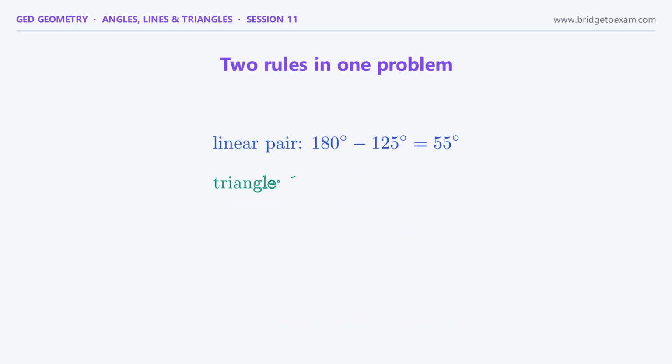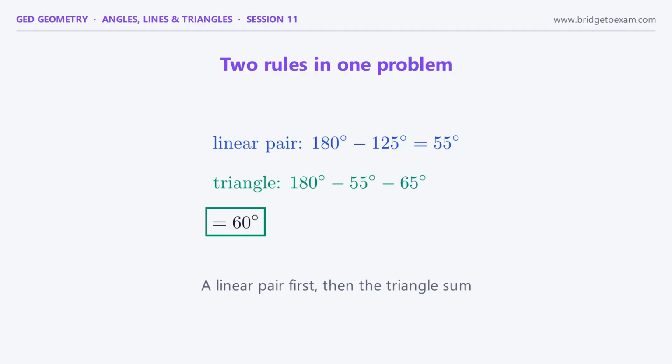Sometimes you'll combine two rules in one problem. Imagine two parallel streets crossed by a road, making a marked angle of 125 degrees. A triangular lot uses the acute angle next to it. First, that acute angle is a linear pair with the 125, so it's 180 minus 125, which is 55 degrees. Then, if another corner of the lot is 65 degrees, the third corner is 180 minus 55 minus 65, which is 60 degrees. A linear pair first, then the triangle sum.